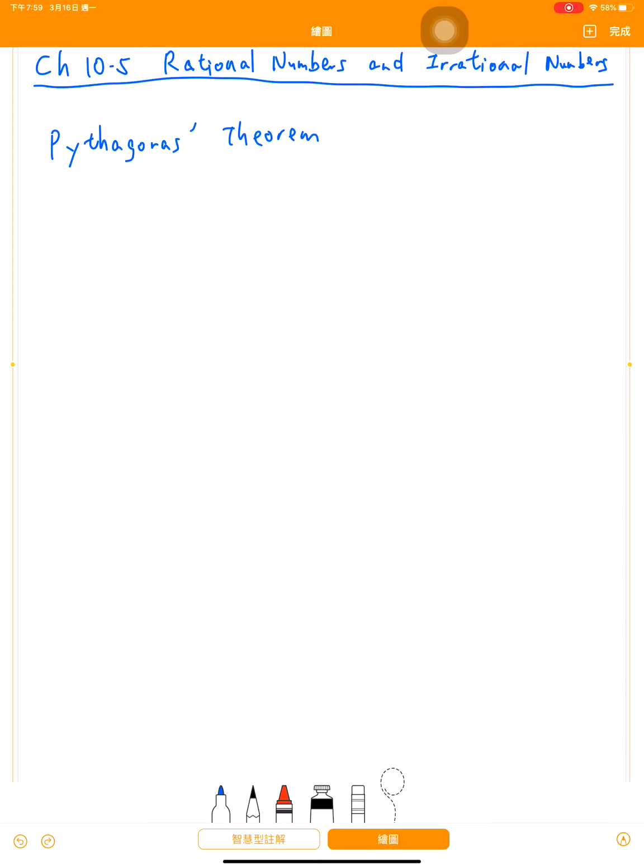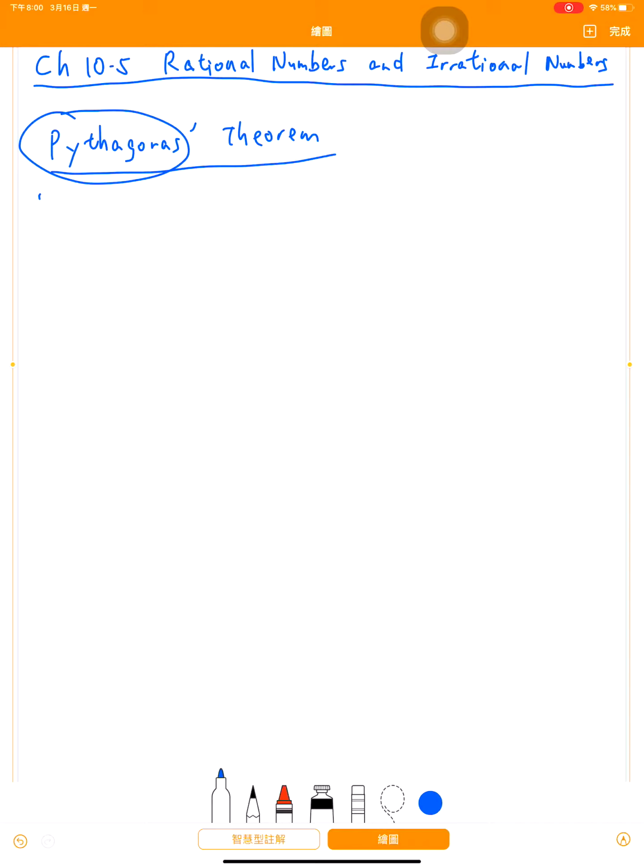Hello everyone, today we are going to talk about chapter 10.5, rational numbers and irrational numbers. In the previous session, we mainly talked about the Pythagoras theorem, right? In fact, Pythagoras is a famous mathematician in the past. He had a school that many students followed him to learn mathematics.